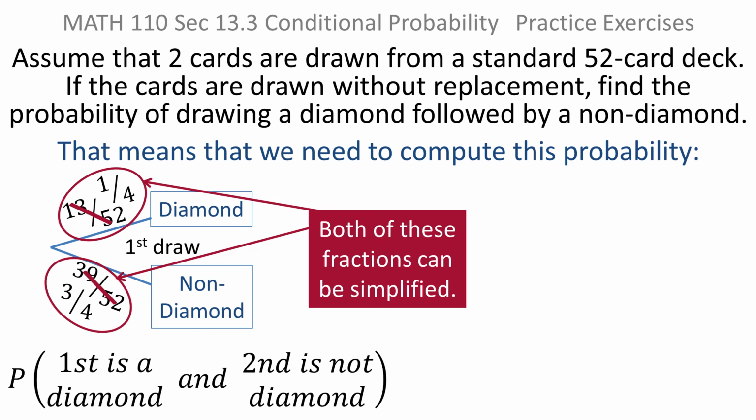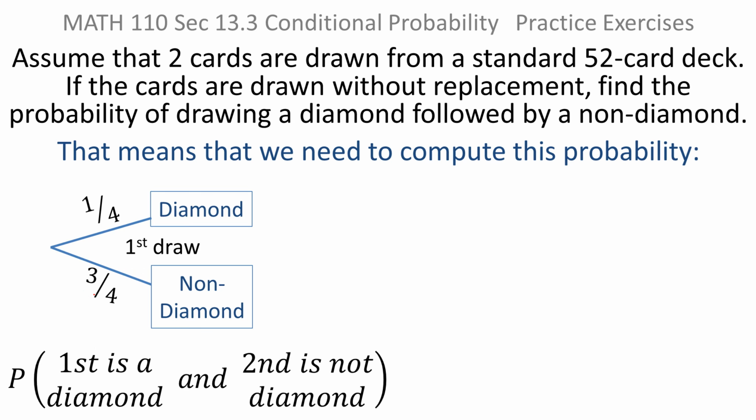Now it does turn out that both of those reduce. 13 divided by 52 is 4, so 13 fifty-seconds reduces to 1/4. And there's also a 13 that will divide out of the top and the bottom for the 39 fifty-seconds. So 39 divided by 13 is 3, and 52 divided by 13 is 4. So after you simplify, the probability of getting a diamond is 1/4. The probability of getting something that's not a diamond is 3/4 on the first draw.